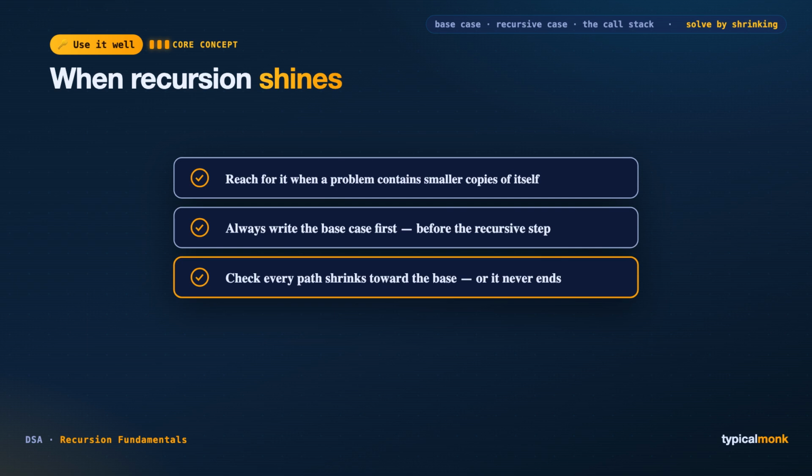Third, before you trust your recursion, check every path through it and confirm that each one shrinks toward the base case. Trace what happens on the smallest inputs. If there is any route where the problem does not get smaller, you have a stack overflow waiting to happen. Fix it before you run it. So the takeaway: use recursion when a problem nests inside itself. Always write the base case first and verify that every path shrinks toward that base. Do those three things and your recursion will be both correct and clear.